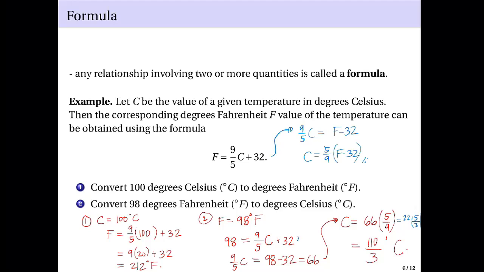So for example, let me write that again. What we actually have was 98 minus 32 equals 9 over 5 C, and then we just interchanged their location using the symmetric property. So you have A equals B. If A equals B, then B equals A. So you can just interchange their location relative to the equation.